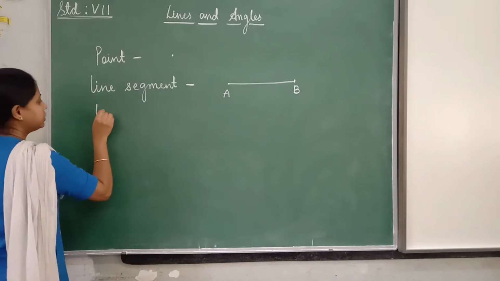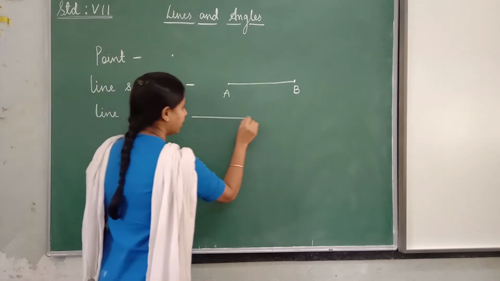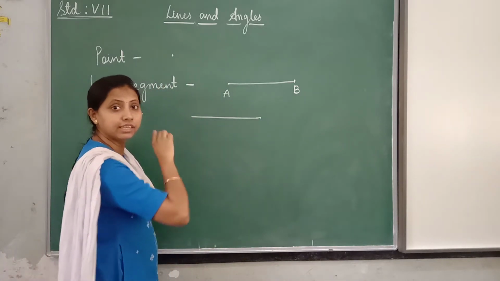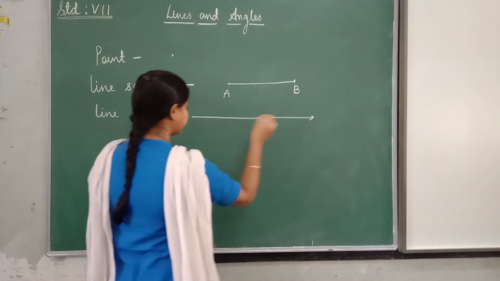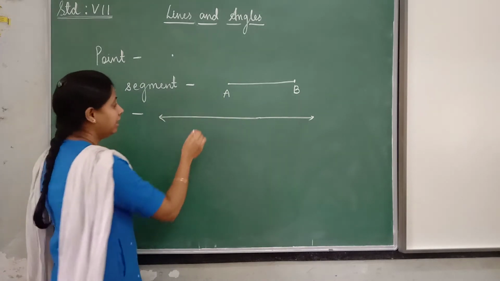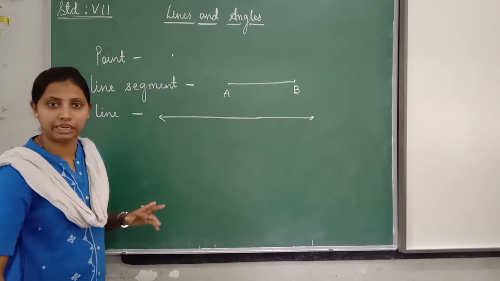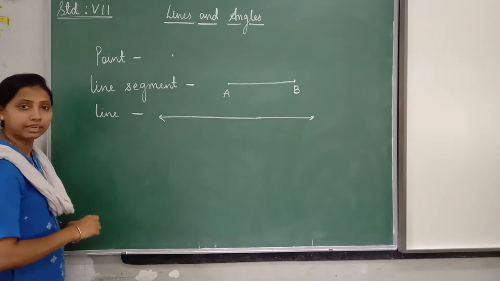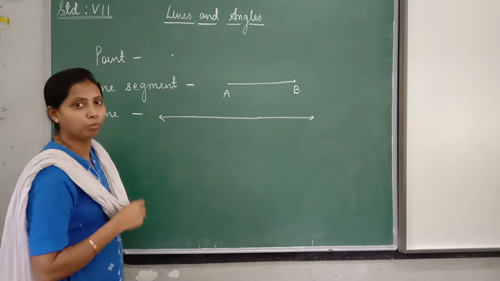Then what is a line, children? What do you mean by line? When a line can be extended on both sides indefinitely, that is called a line. I can extend this indefinitely on either side, that is called a line. Okay children, these arrow marks represent that they can be extended indefinitely on both sides.